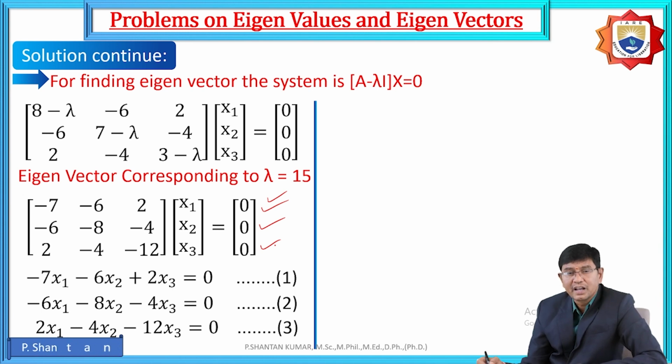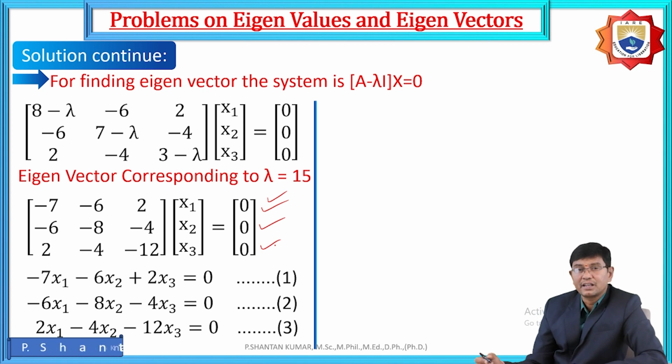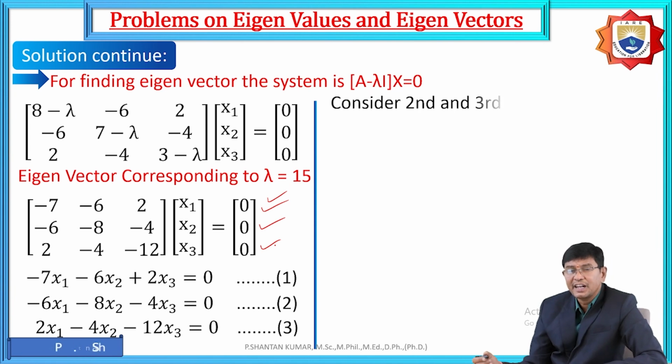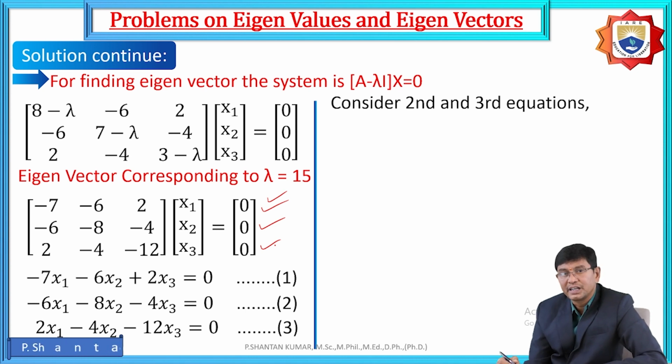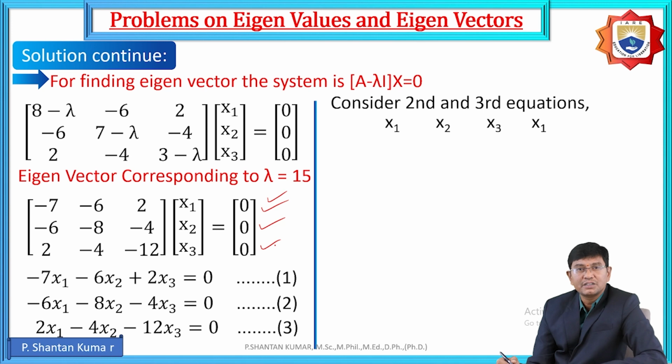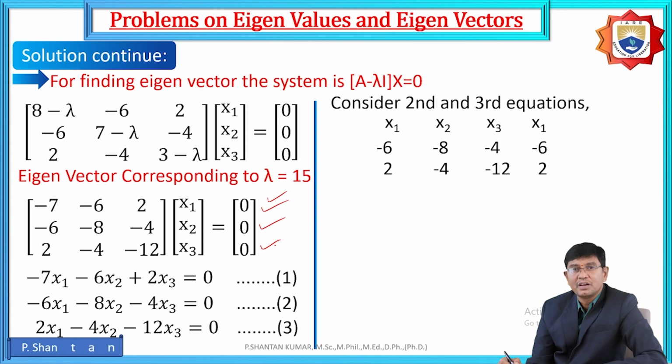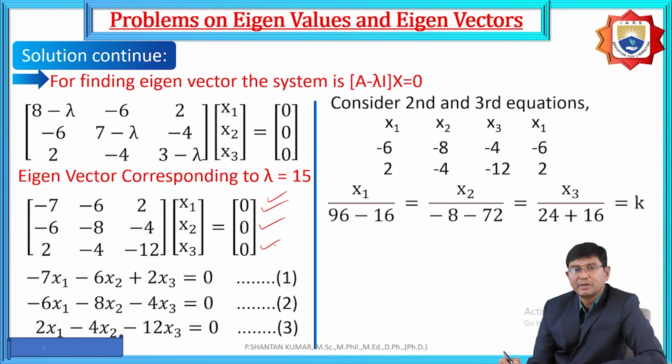And based upon this, while we observe here, the three equations are different. This is also our choice: either the first and second equation, or second and third. Again I am going to treat the second and third. That is our choice; whether we take first and second, or second and third, we get the same values. And here the second equation coefficients are minus 6, minus 8, minus 4, and the third row is 2, minus 4 and minus 12. And again x1 by, x2 by, x3 by, therefore we need to simplify further.